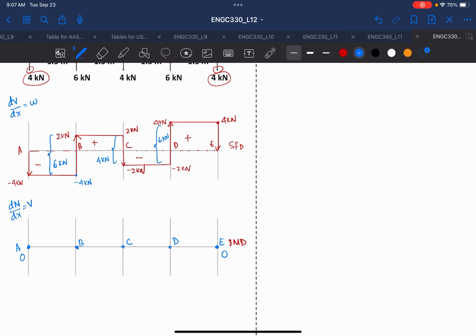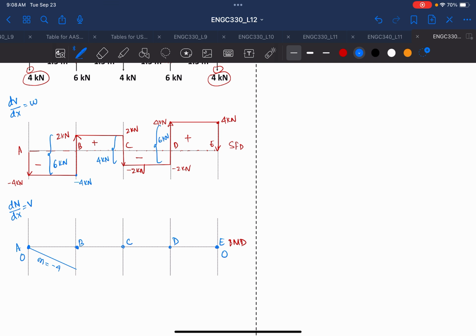So the slope of the moment from A to B is equal to this shear force, which is minus 4 kilonewton. It's a negative slope, so from there we can tell that it has to go in a negative slope in this direction. This will be your slope, equal to minus 4.